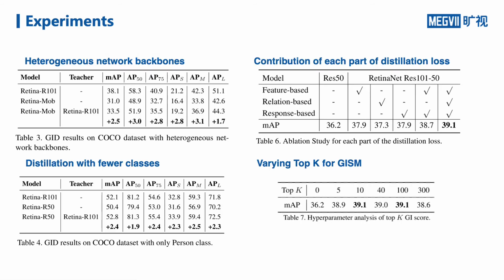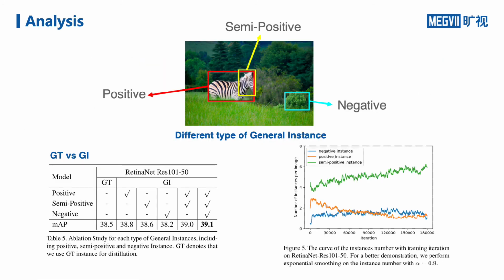Besides, we also demonstrate the generalization of our method by conducting experiments on different detection frameworks, heterogeneous backbones, and few classes detection. To further analyze the contribution of each type of general instances and verify the effectiveness of GISM, we separate the GI into three types of general instance: positive, semi-positive, and negatives. As shown in the table, distilling each type of the instance can all bring the performance gain to the student model, while combining all three types can achieve the best performance.